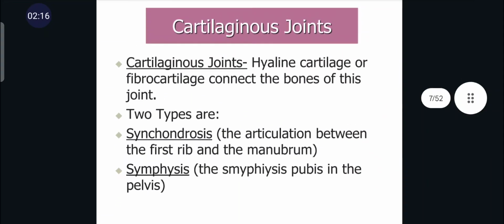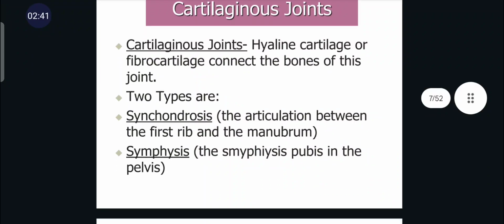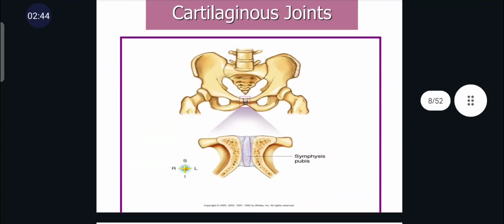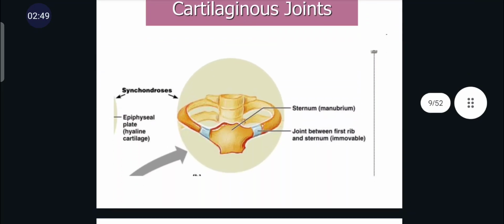The next type of joints is cartilaginous joints. The name itself indicates that cartilage is present between the bones. The cartilage is hyaline cartilage or fibrocartilage that connects the bones of the joint. Cartilaginous joints are again divided into two types: synchondrosis, the articulation between the first rib and the manubrium, and symphysis, for example the pubic symphysis in the pelvis. So examples of cartilaginous joints are the pubic symphysis and the synchondrosis between the rib and sternum.